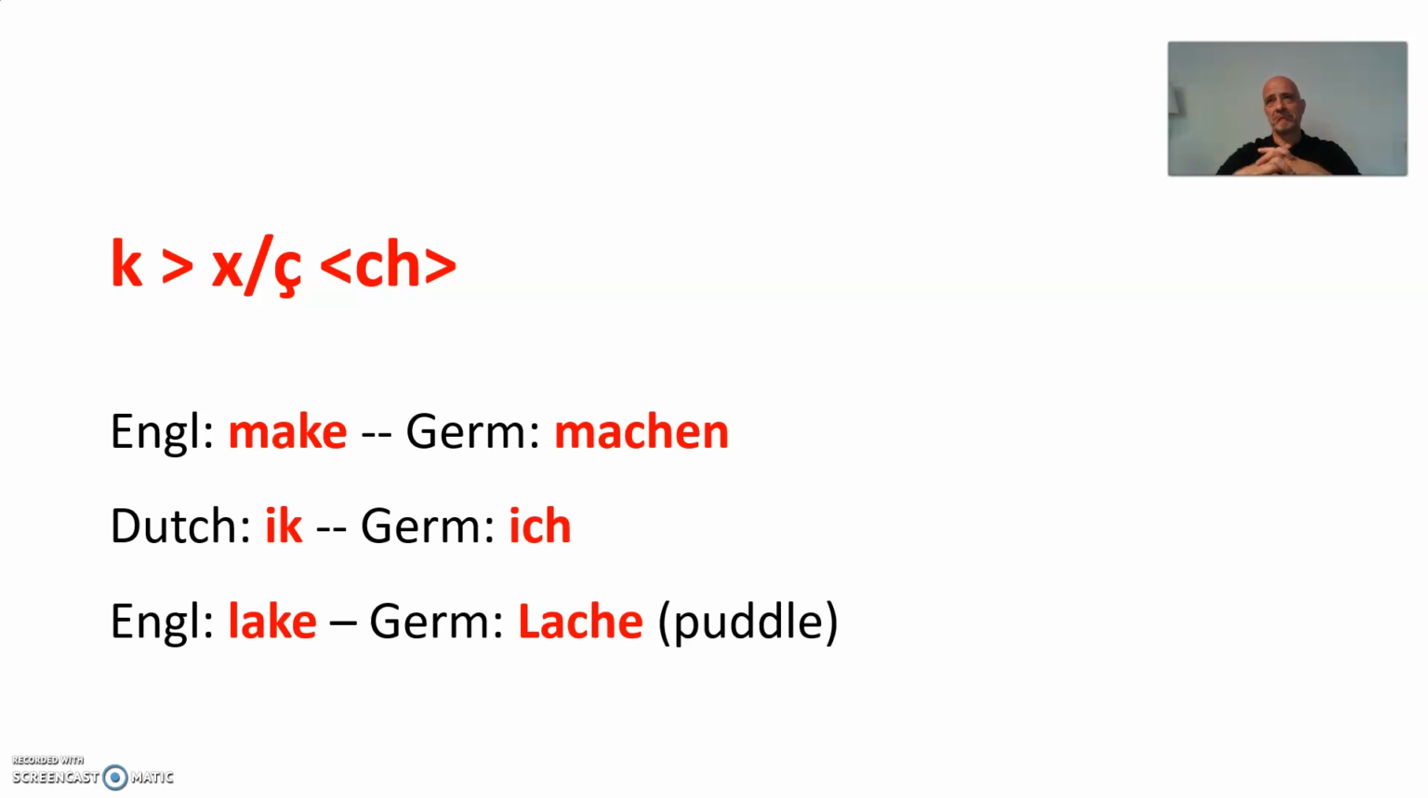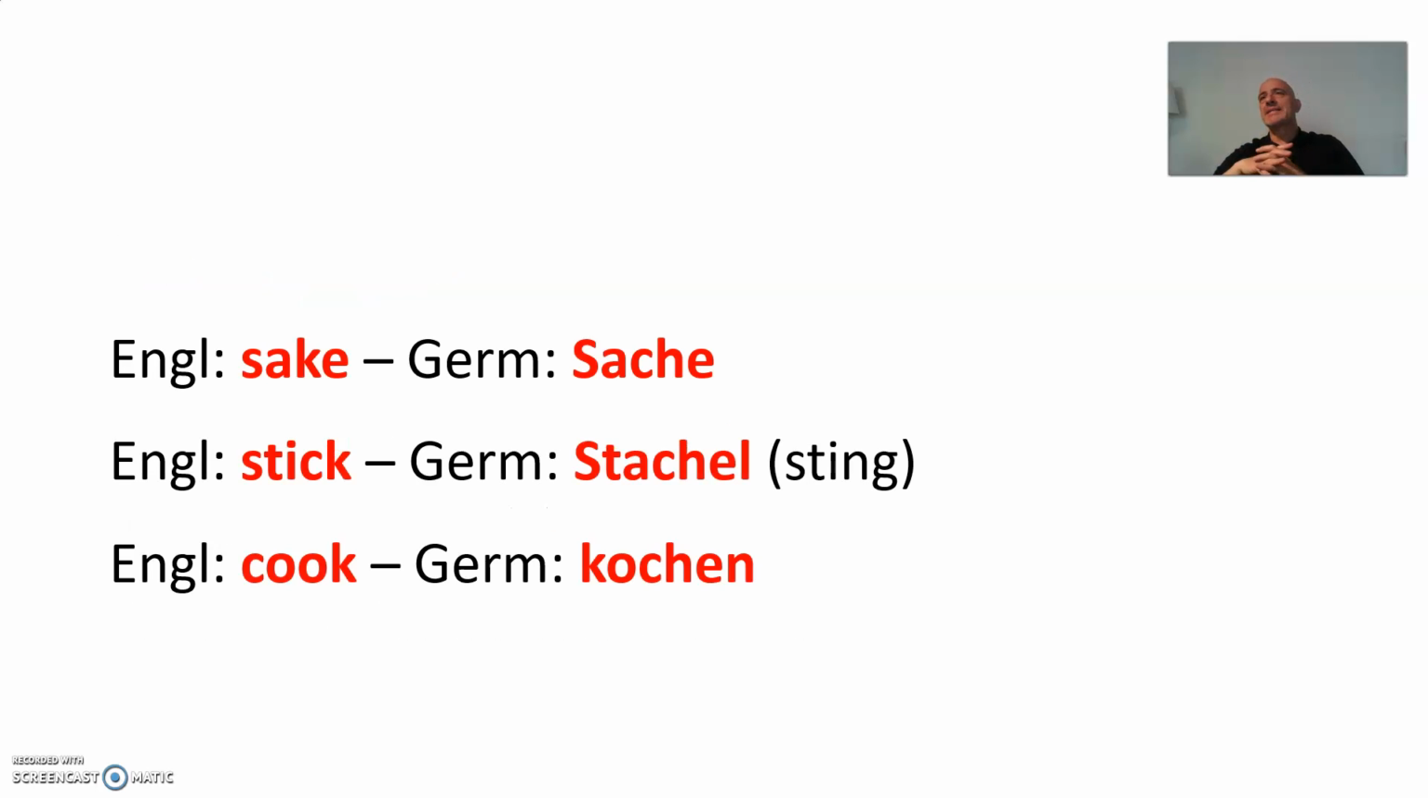We see meanings shift, of course, they do. Sake, for your sake, in German Sache. Yeah, Sache, same thing, very regular. K, ch. Stick, in German Stachel. The L is a diminutive, so forget about the L here. But stick and Stach, it's a sting.